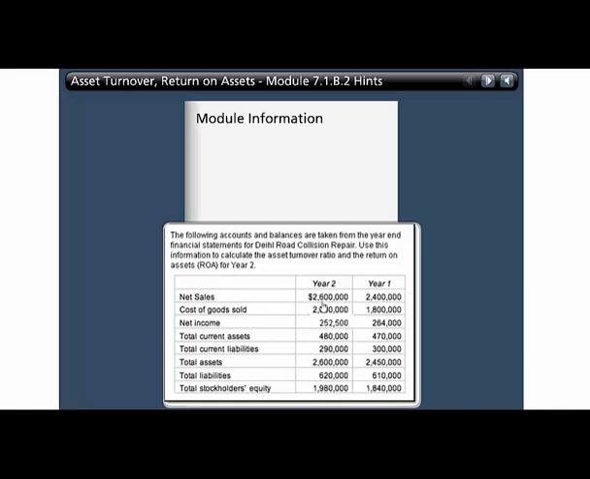So we're given net sales information for year 1 and year 2, cost of goods sold, income, current assets, current liabilities, total liabilities, and stockholders' equity. So in other words, you're given key financial line items or financial metrics or accounts from the financial statements for 2 years.